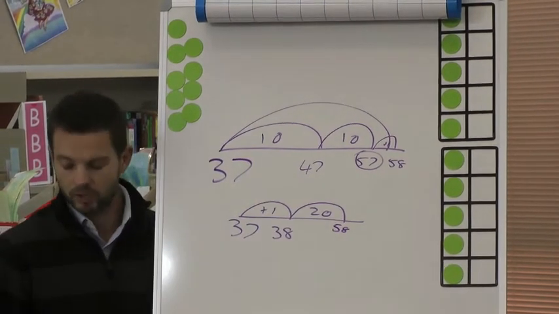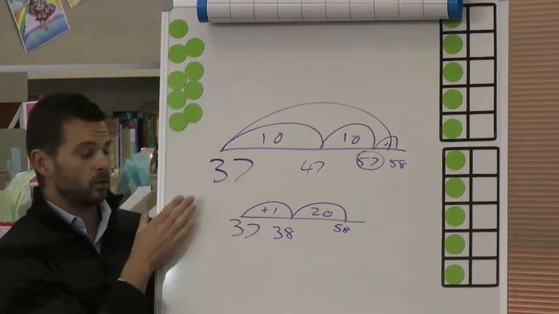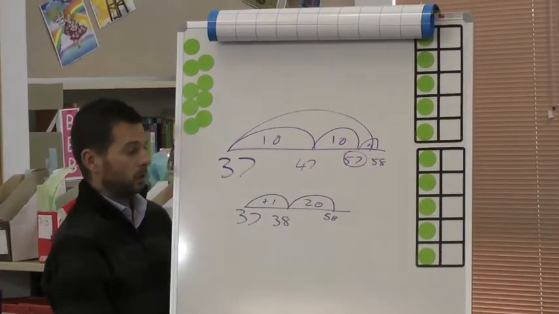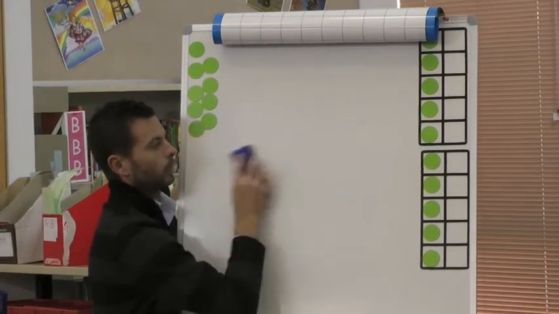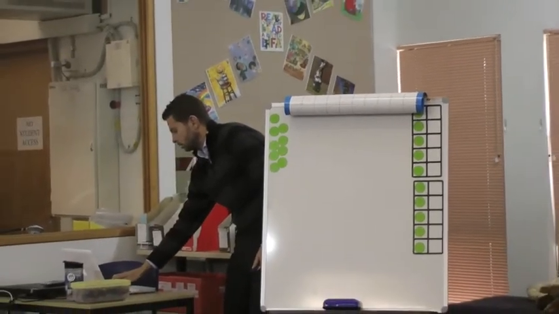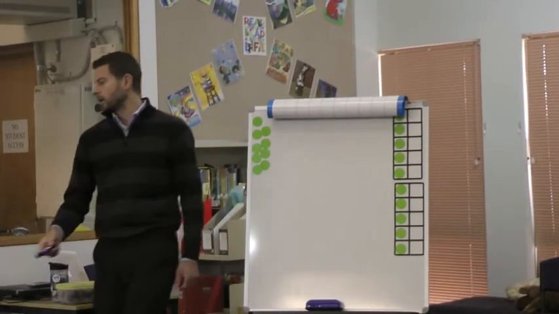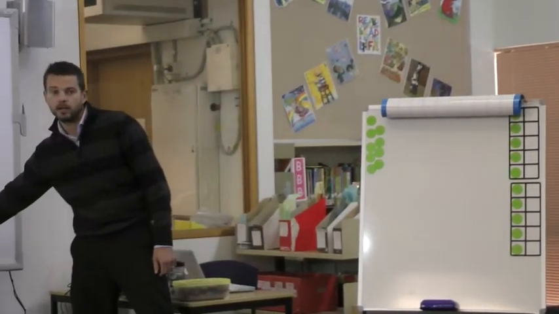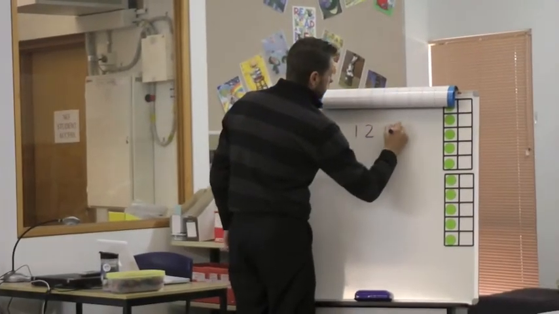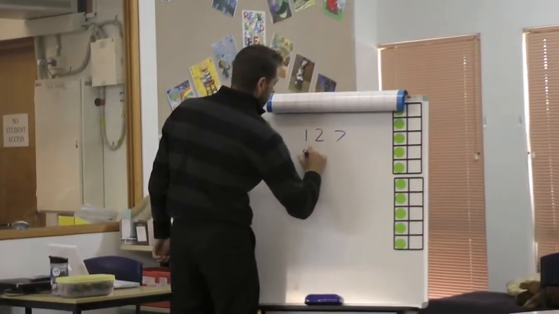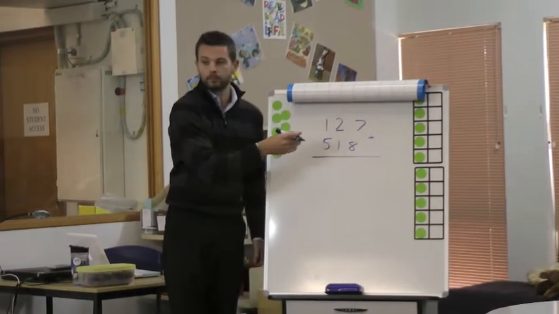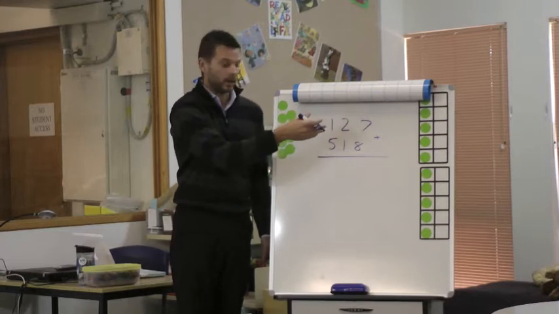So this is just a way for the children to represent their thinking, and it's a good strategy to use at the beginning as well, so that they can see what they are doing. And then we have informal recording. So we're starting to get into the bigger numbers, 3-digit and 3-digit. And for this one, it goes back to the place value rather than the column value.